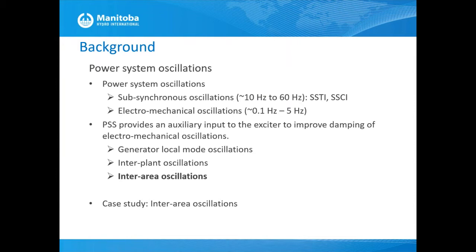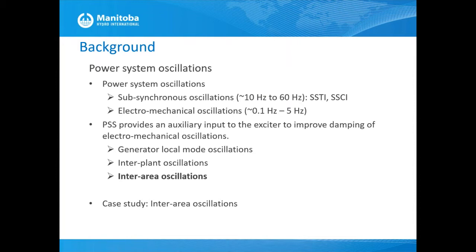In this webinar, we are talking about the second category, electromechanical oscillations, and how to damp them using power system stabilizers. A power system stabilizer is a component probably residing in the exciter, and its main function is to provide an auxiliary signal to the stabilizer input so that any oscillations within the electromechanical range can be damped.